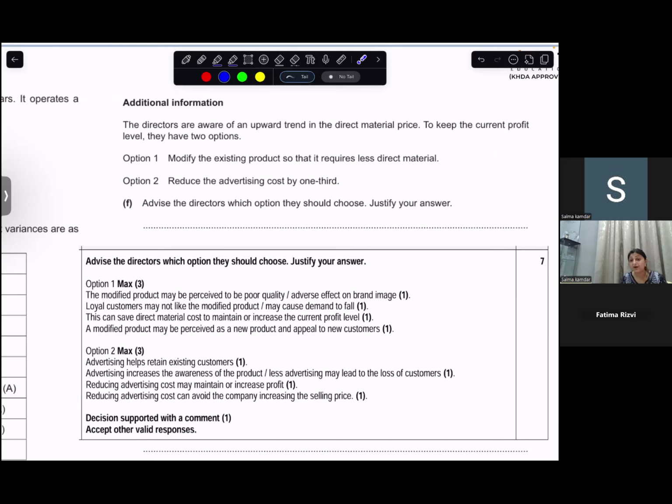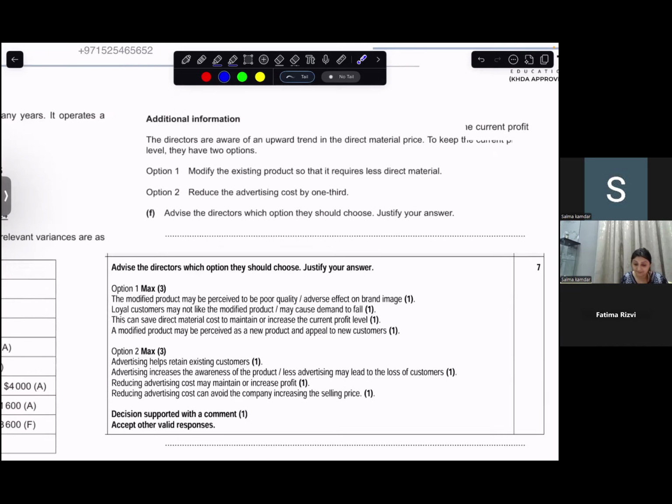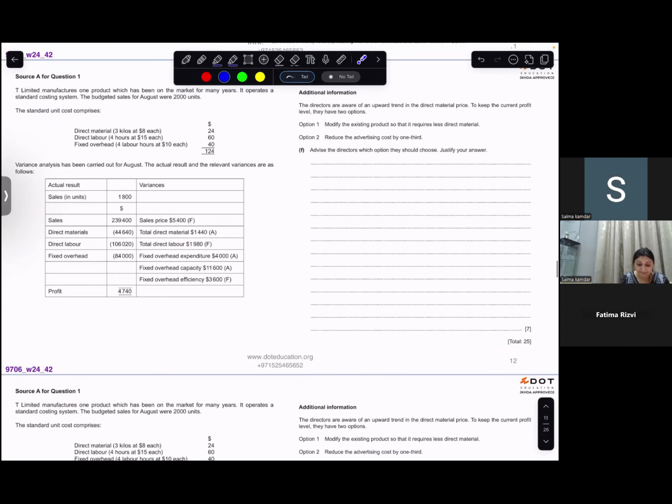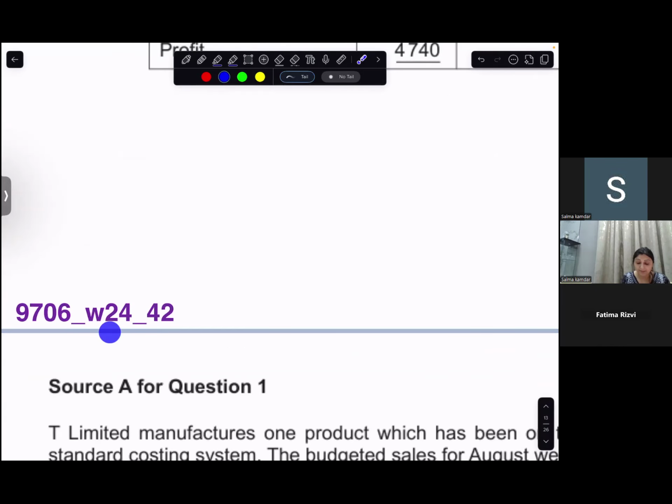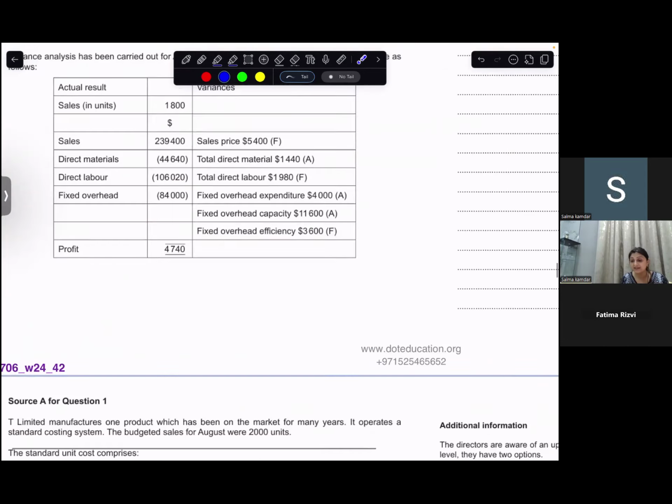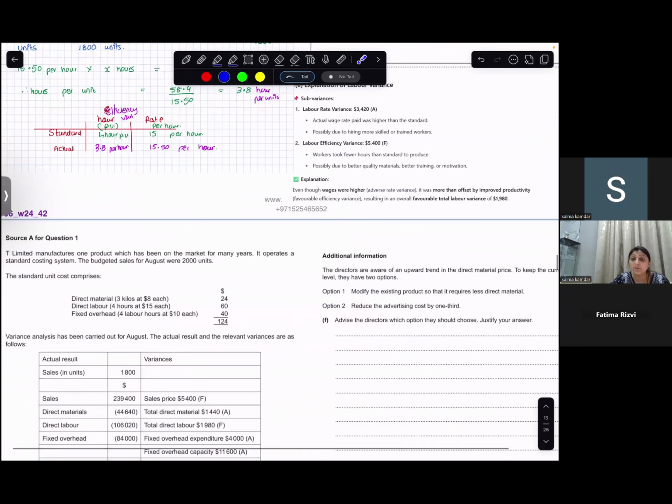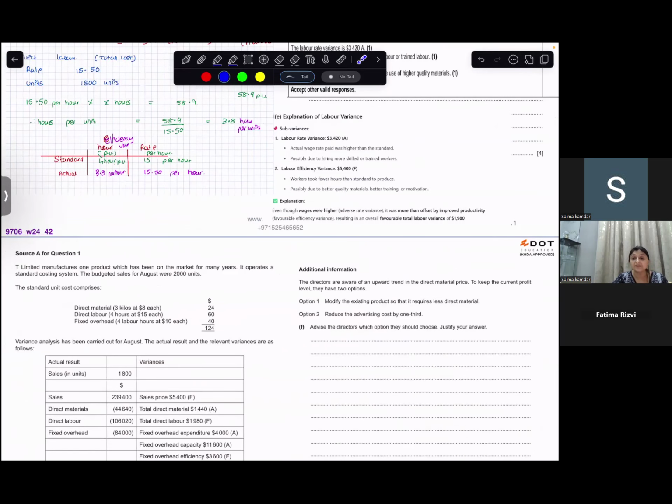They can reduce the advertisement cost if they have enough number of customers. Okay, so with this we complete our October November 24 paper 42 question number 1, and it's just a little bit of formulas, ups and downs that you have to apply. It is nothing more in it, but your concepts need to be cleared.